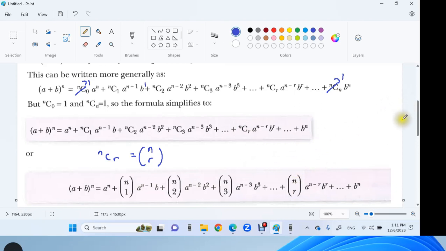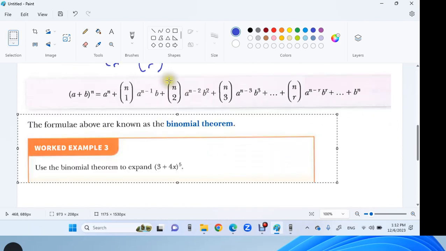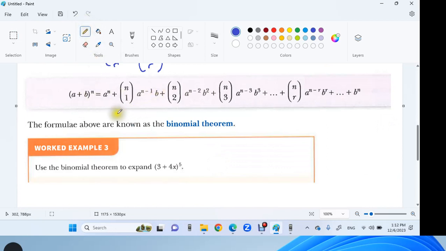I can even write it more generally as the sum of nCr a^(n-r) b^r, where r goes from 0 until n. This summation symbol, which stands for sum from, is not covered yet. So the formula here is known as the binomial theorem.